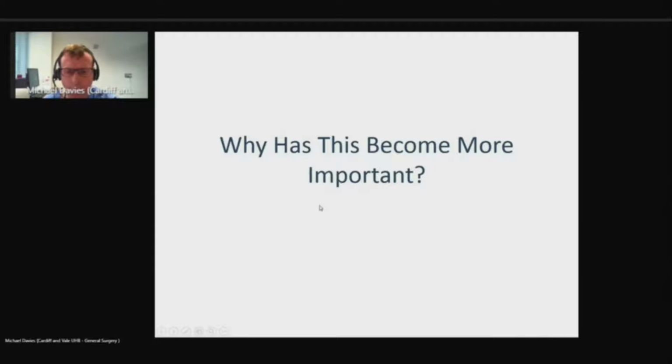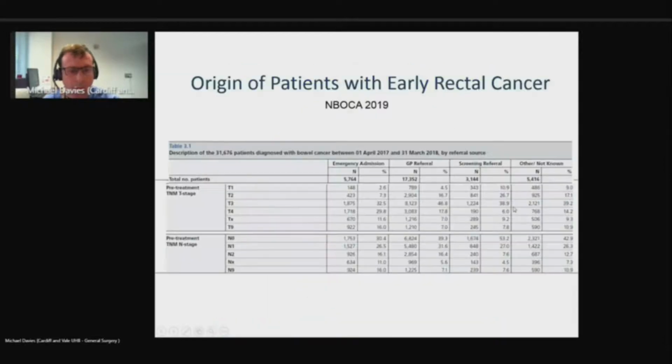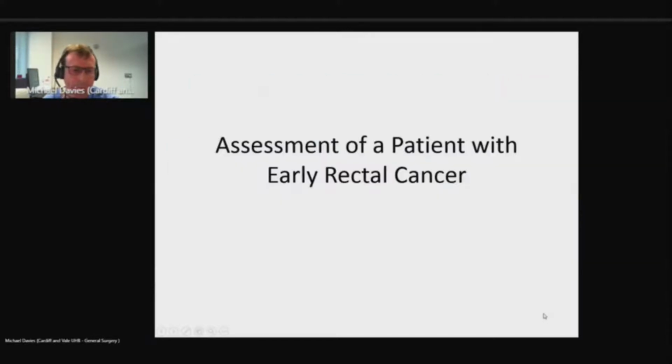Why has this become more important now? Well, really, bowel screening has come along, and within bowel screening, a high percentage of tumours are at an early stage, and this applies, of course, to the rectum. So we're dealing with more early stage tumours, and we need to know how to deal with that. In fact, when we look at the data from the NBOCA audit from last year, surprisingly, more than double actually come from symptomatic GP referral, but nevertheless, bowel screening is expanding, and this is an important and increasing area.